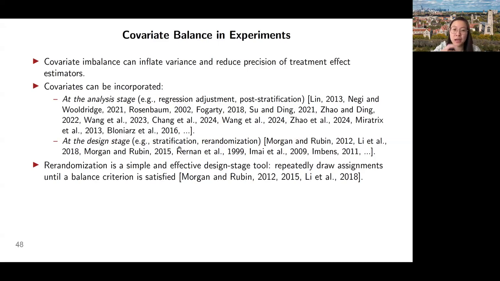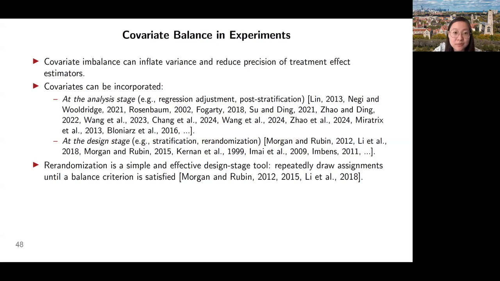Stratification is randomizing within strata where people are similar to each other. We will be focusing more on re-randomization. Re-randomization is a simple and effective design stage tool. You basically repeatedly draw an assignment until a balance criterion is satisfied. Note that when I say repeatedly draw assignment, we're not actually running the experiment. We're just repeatedly drawing the assignment on our computer and checking whether things are balanced in the hypothetical treated and control group.